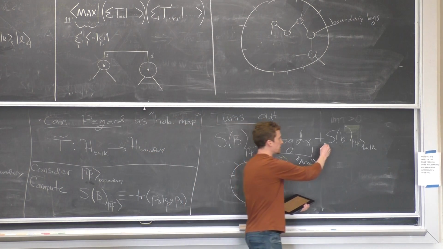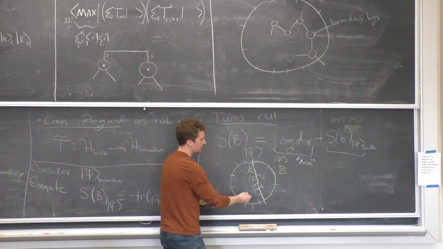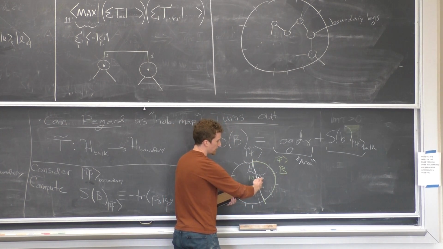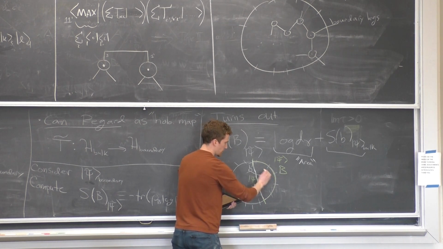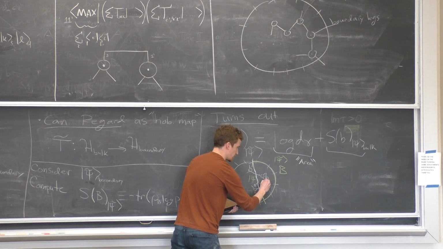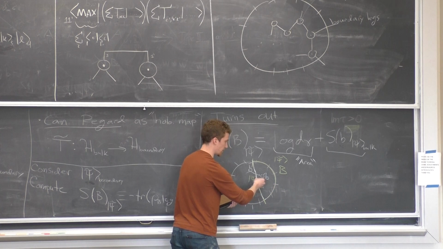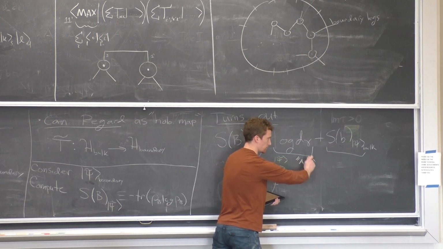And then this S of b is, you look at this bulk state psi that you have, you look at the homology region of gamma and B, which in this case is this region little b between gamma and the boundary region B. You consider the reduced state on little b, take psi and trace out the complement, and you compute its entropy, and that's S of little b in the state psi.